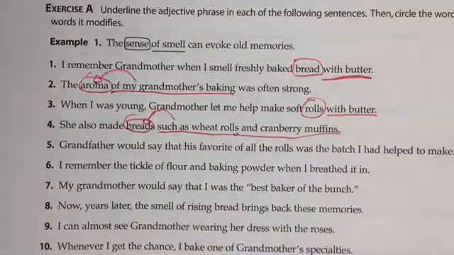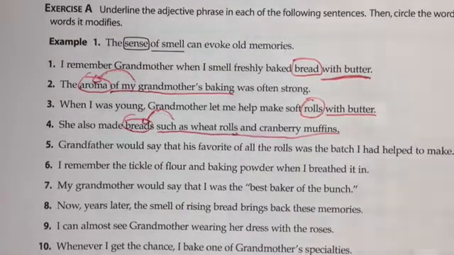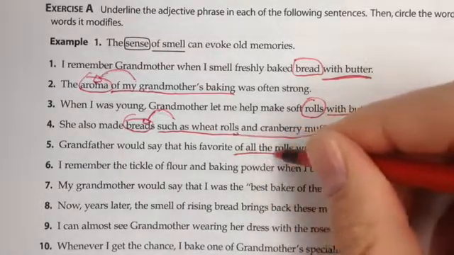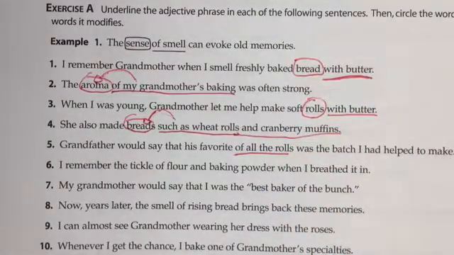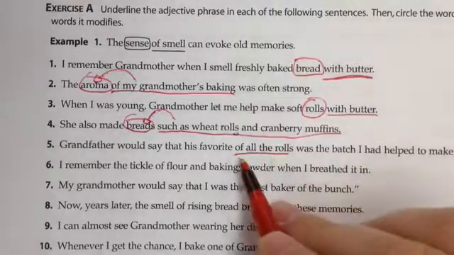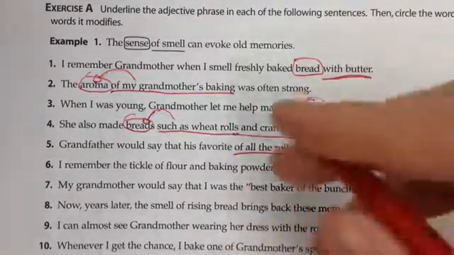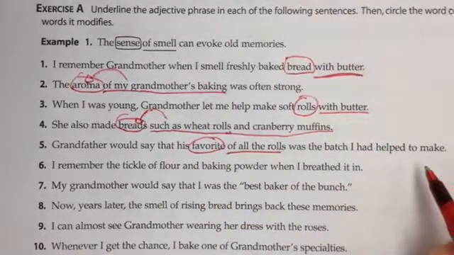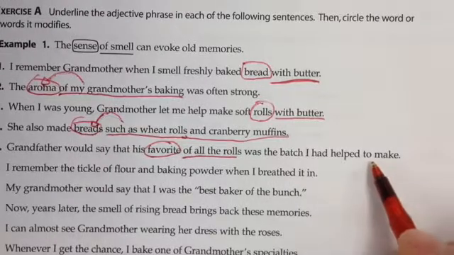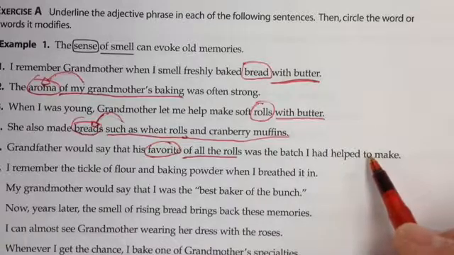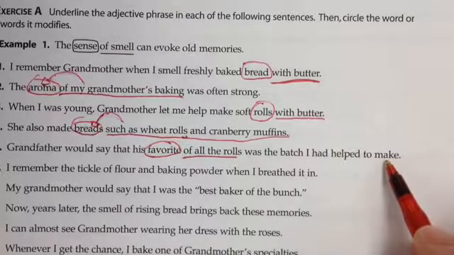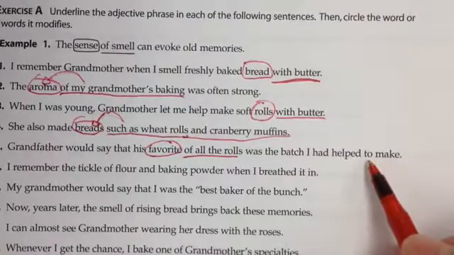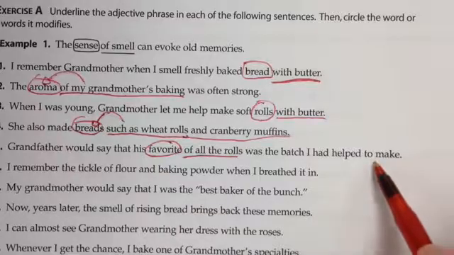Number 5. Grandfather would say that his favorite of all the rolls was the batch I had helped to make. So here we have underlined a prepositional phrase that describes which favorite we're talking about. Now at the end of this sentence it says to make, and to is often a preposition, but to will not be a preposition if the word following it is a verb. This is called an infinitive, and we're going to look at that later in the week. But to verb is not a prepositional phrase.